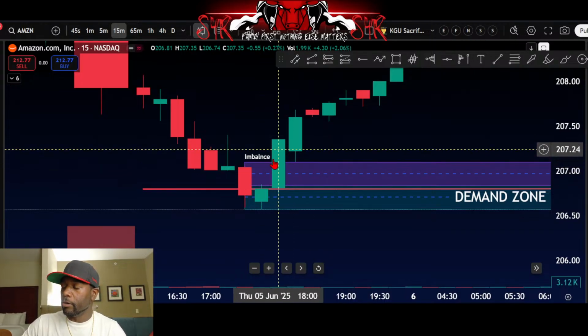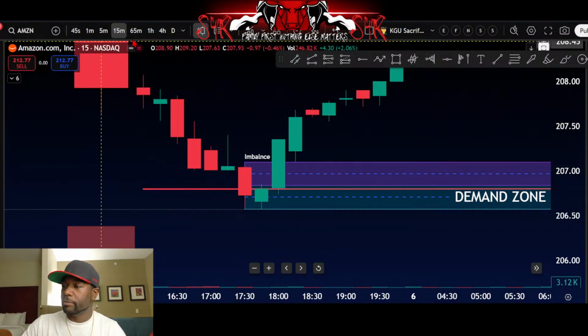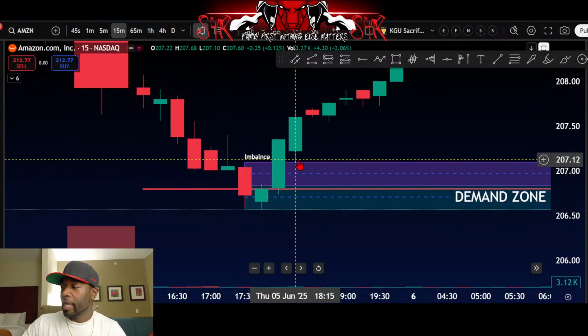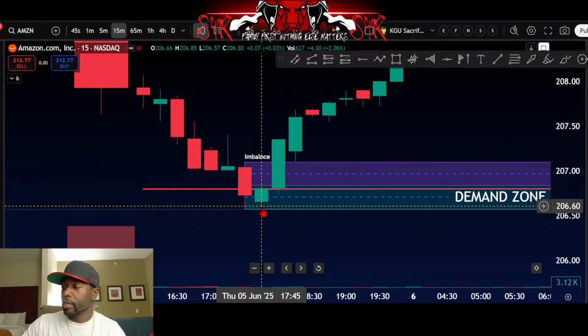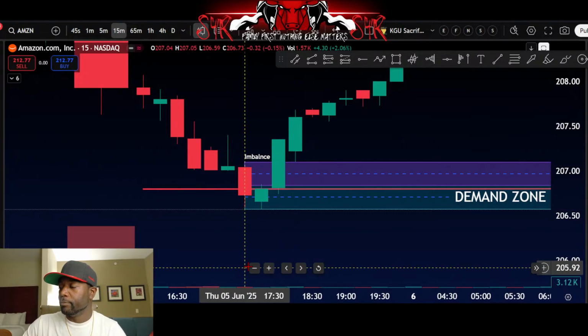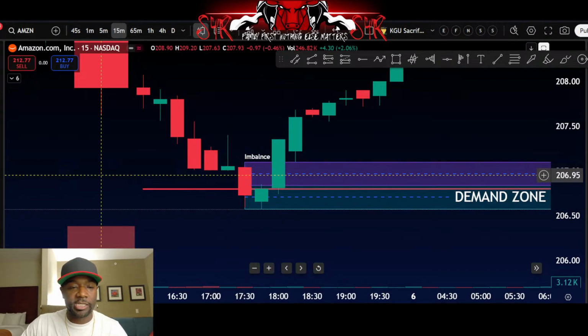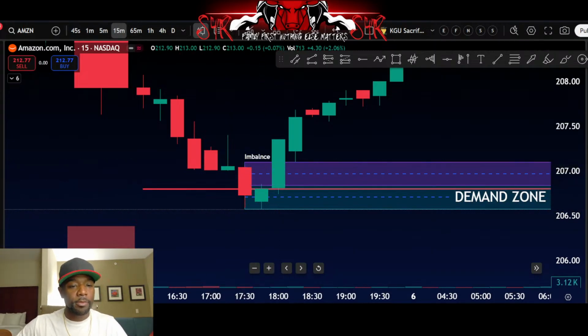So no, I would not wait for this fourth one personally. This is a 15-minute chart. I would definitely have gotten in off of a wick after this pump right here. But this is probably overnight hours, so it's just an example. Hopefully it helps. All right, so let's get into it.